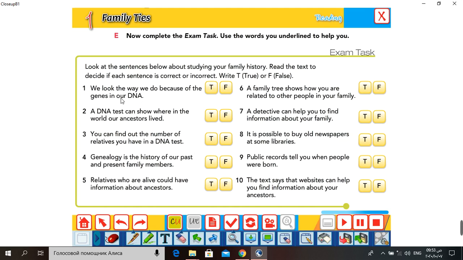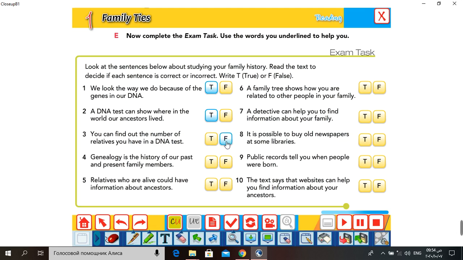Number 1 says, we look the way we do because of the genes in our DNA. Is this true or false? Yes, it's true. Number 2, a DNA test can show where in the world our ancestors lived. Also, this is true. Number 3, you can find out the number of relatives you have in a DNA test. Is this true or false? No, it's false. This is not a true statement.